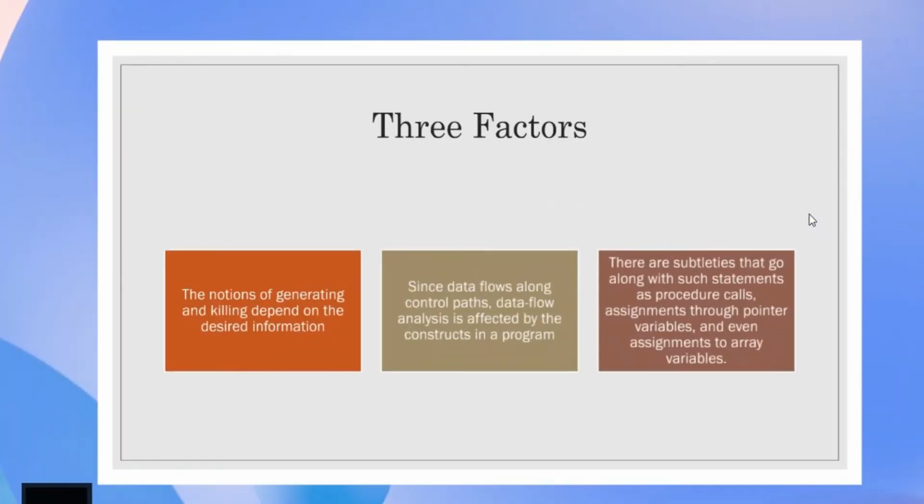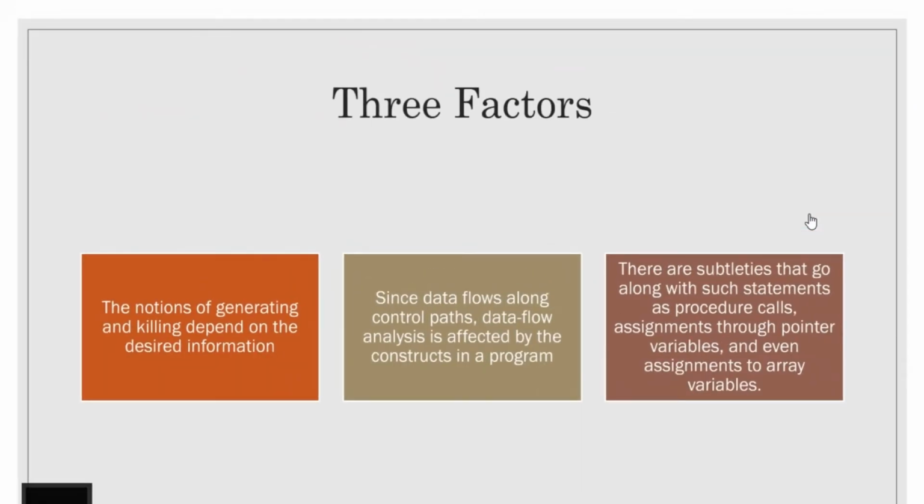So these equations are called data flow equations. The details of how data flow equations are set and solved depend on three factors. One factor is that the notion of generating and killing depends on the desired information. That is, for some problems, instead of proceeding along with the flow of control and defining out of S in terms of in of S, we need to proceed backwards and define in of S in terms of out of S.